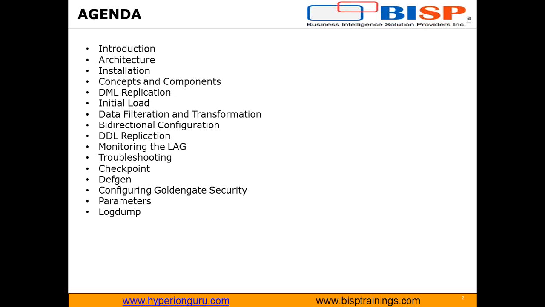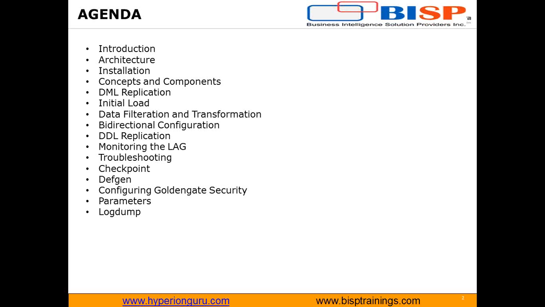Then we'll do the installation of Oracle Goldengate. So the installation is very simple. It's not very complex, just like the database, and the size of the binaries is only 30 MB. Then we'll discuss about various concepts and components which are involved in Oracle Goldengate.